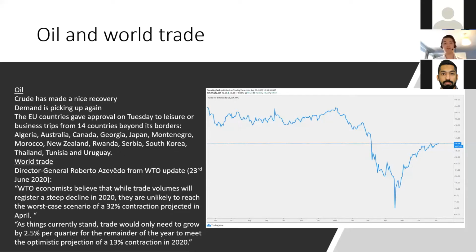It's important to note that oil and world trade are being led by COVID-19 right now. So the COVID cases and how we handle that is actually one of the most important indicators we have right now.